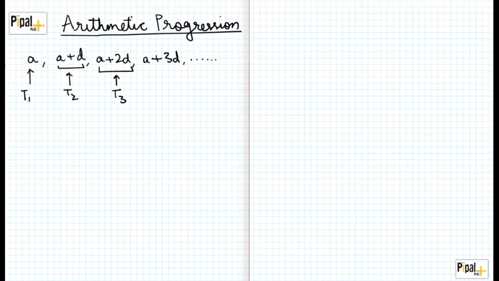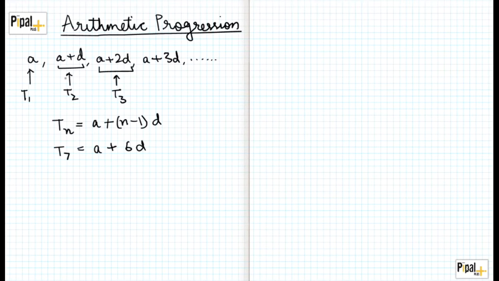By this logic, you notice that the first term has no d's, it has 0 d's. The second term has only 1 d. The third term has only 2 d's, and so on. So the nth term is going to have n minus 1 d's added to a. The nth term of an arithmetic progression is given by a plus n minus 1 d. So the seventh term of an arithmetic progression is going to be a plus 6d. This is how you arrive at the nth term of an arithmetic progression.